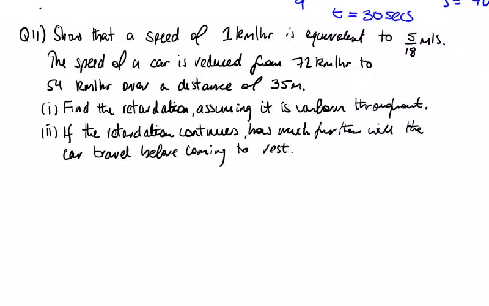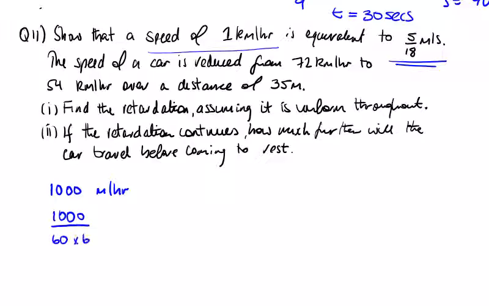Question 11. Show that a speed of 1 kilometer an hour is equivalent to 5 over 18 meters per second. 1 kilometer an hour is 1,000 meters per hour. 1,000 divided by 60 times 60 is going to give me, crossing out my zeros, 10 over 36, which is equal to 5 over 18 meters per second.